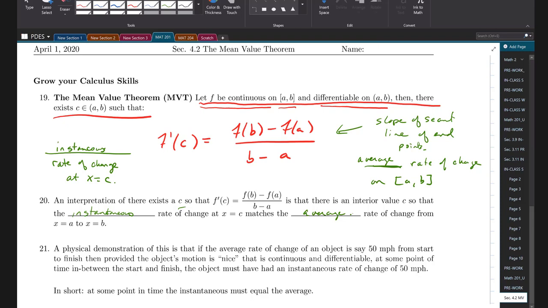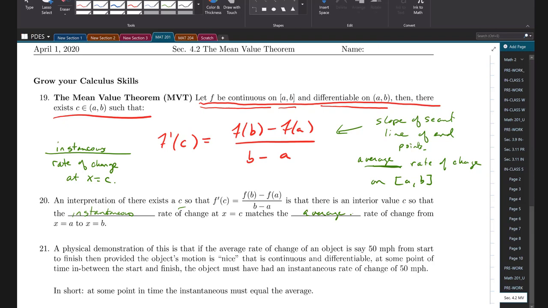Here's a physical interpretation of what we just said. If I tell you that your average rate of change was 50 miles per hour, again, think of me driving from Denver to Santa Fe, 300 miles, 6 hours. I averaged 50 miles per hour. The mean value theorem says as long as your motion is continuous and differentiable everywhere except at the endpoints, meaning I'm not jerking around as I'm driving along, then there must have been a point in time where my actual speedometer reading was also 50 miles per hour.